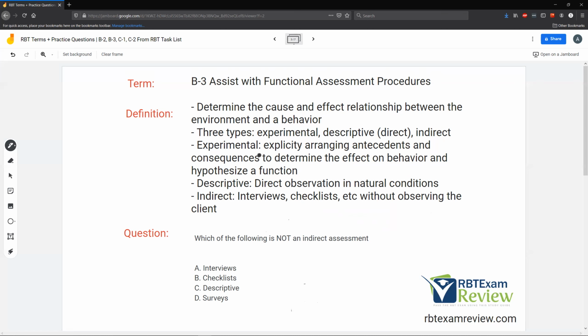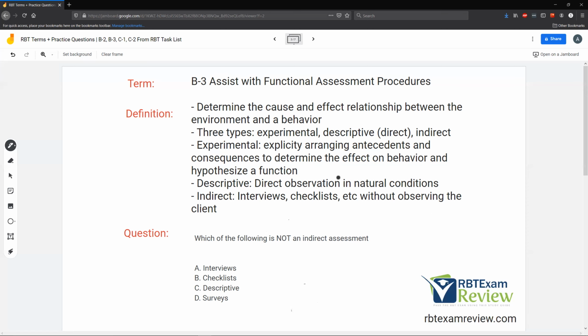Experimental is also known as a functional analysis, okay? And that's when you're explicitly arranging antecedents and consequences, okay, to determine the function of a behavior, right? So you're basically arranging and contriving the environment, okay, and adding and removing things, okay, to explicitly determine the function, okay? Very experimental. You'll assist with these, okay, by maybe taking data or actually working with the client while your BCBA takes data, okay? But this is an explicit way to find the function.